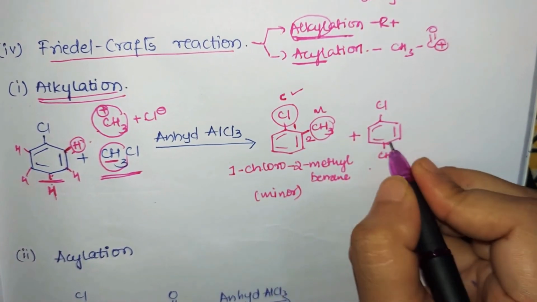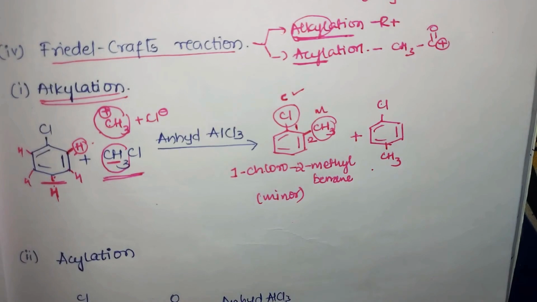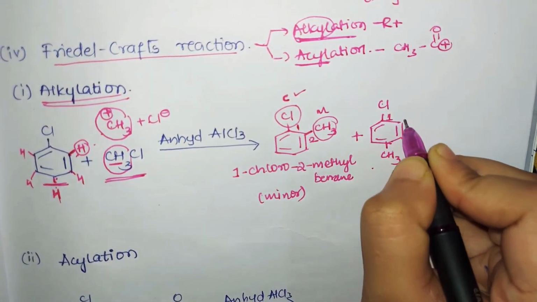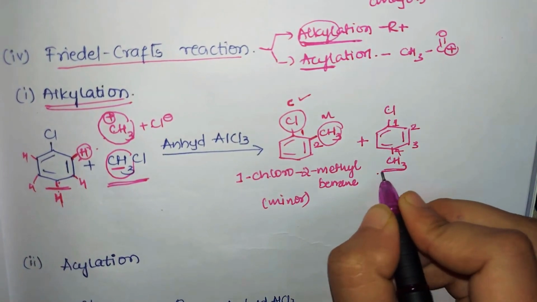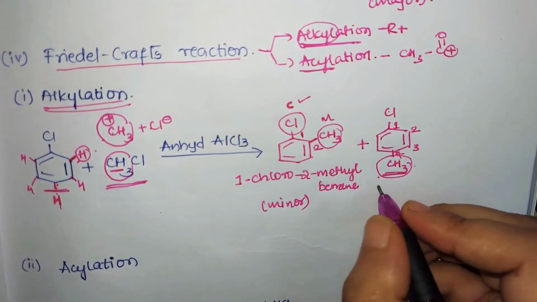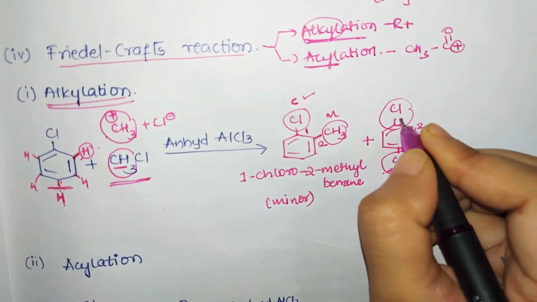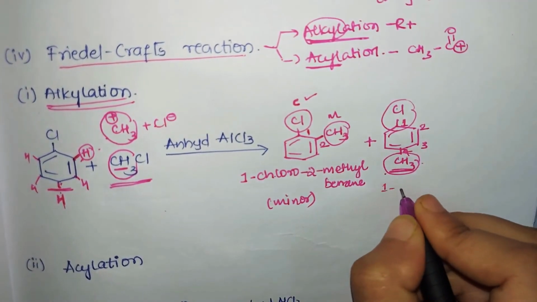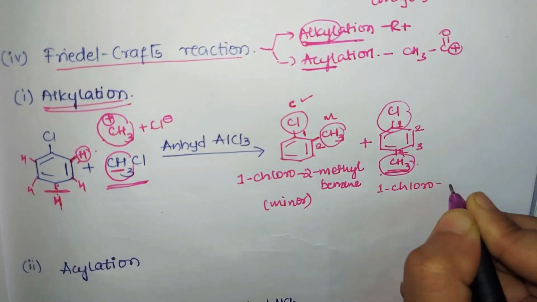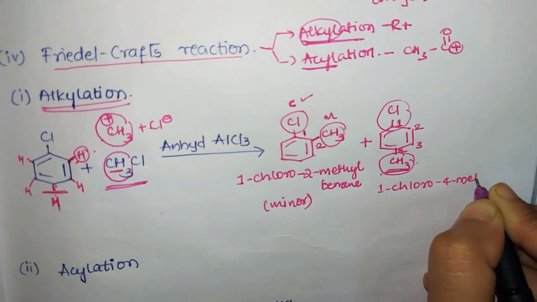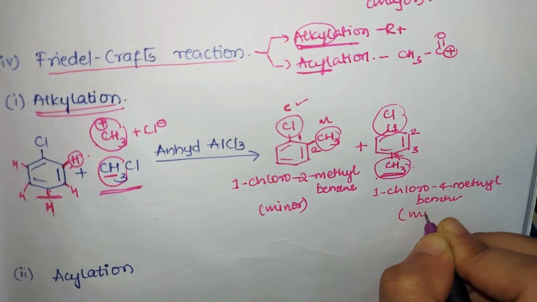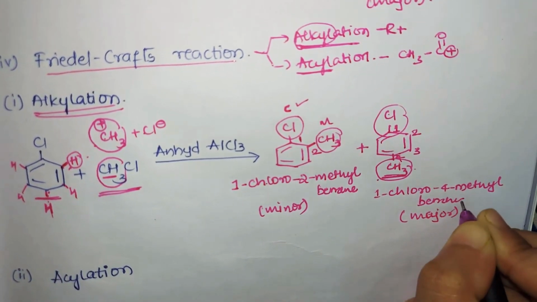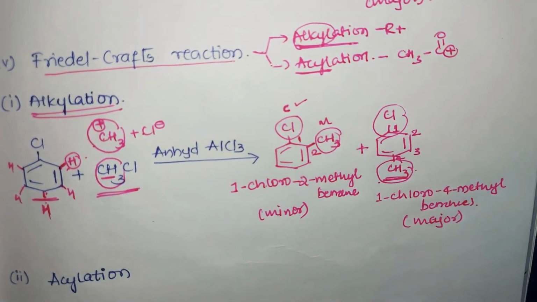And which product is it? Minor product. Why? Because it is ortho. The next one is what? Since Cl group comes first, it should be named first. So 1, 2, 3, and fourth is given to methyl. So what will be the name of this? Chloro, we will name it first. So 1-chloro, then followed by 4-methyl benzene. So we'll write it 1-chloro, 4-methyl, and the parent is nothing but benzene. It is a para product, hence it is a major product.